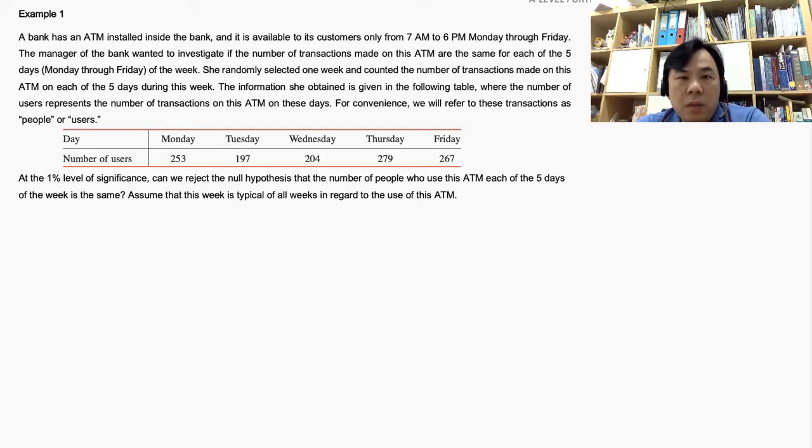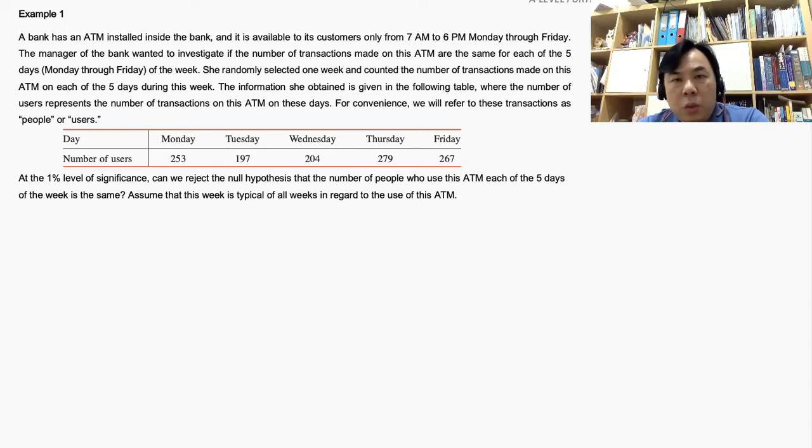Now, the information she obtained is given in the following table, where the number of users represents the number of transactions on the ATM on these days. For convenience, we will refer to this transaction as people or users. You can look at the result that we obtained here based on what she has recorded. Monday we have 253, Tuesday 197, Wednesday 204, Thursday 279, and Friday 267.